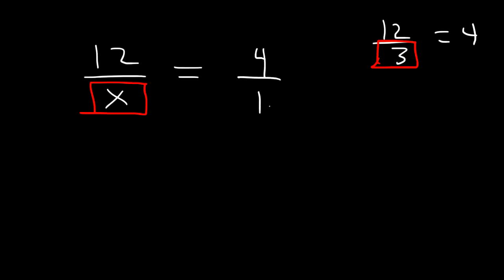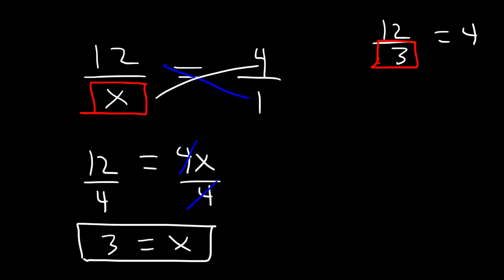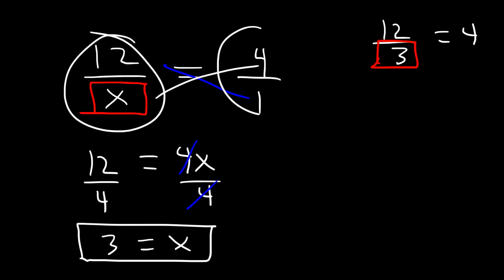So we're going to follow the same steps as the last example. Let's cross multiply. 12 times 1 is 12. X times 4 is 4x. And next, we're going to divide both sides by 4. So 12 divided by 4 is 3. Therefore, x is equal to 3. And so, you want to make sure that you know how to perform this cross multiplication technique. You can only use it if you have two fractions separated by an equal sign.